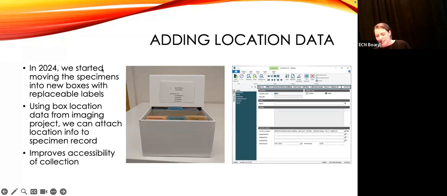There are a couple of other collections within our museum that also do this, but this is the first one that's been put into EMU so that visitors would be able to log in online and actually find them without having to consult somebody. And this really helps to improve the accessibility of our collection.